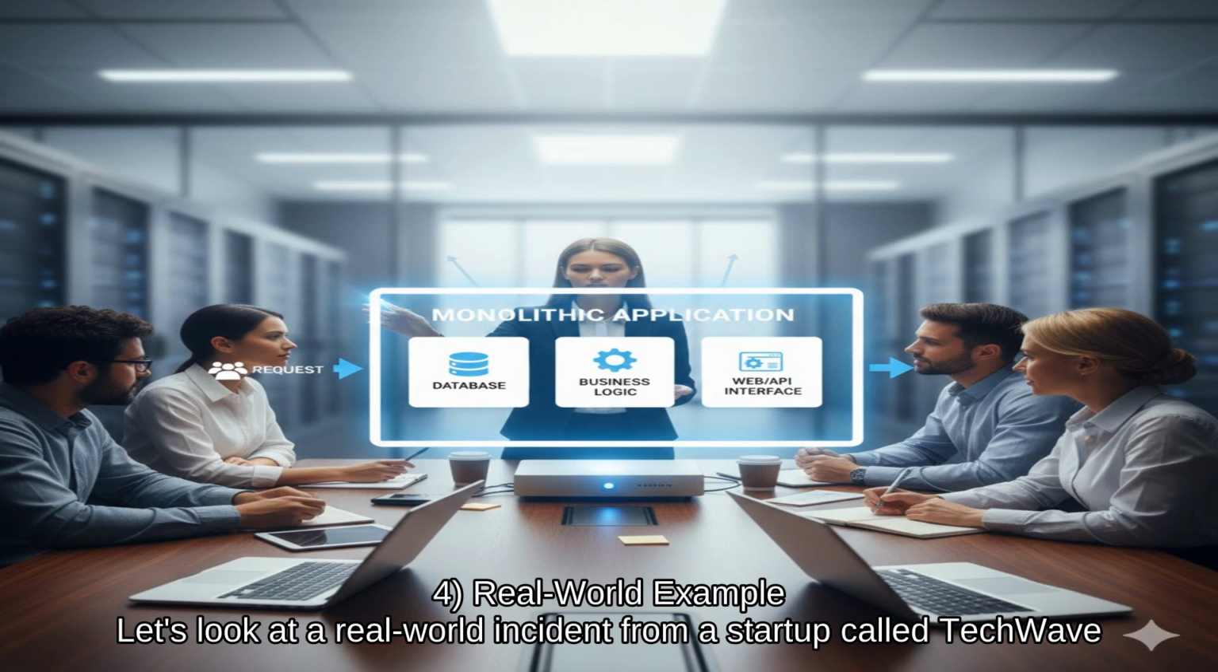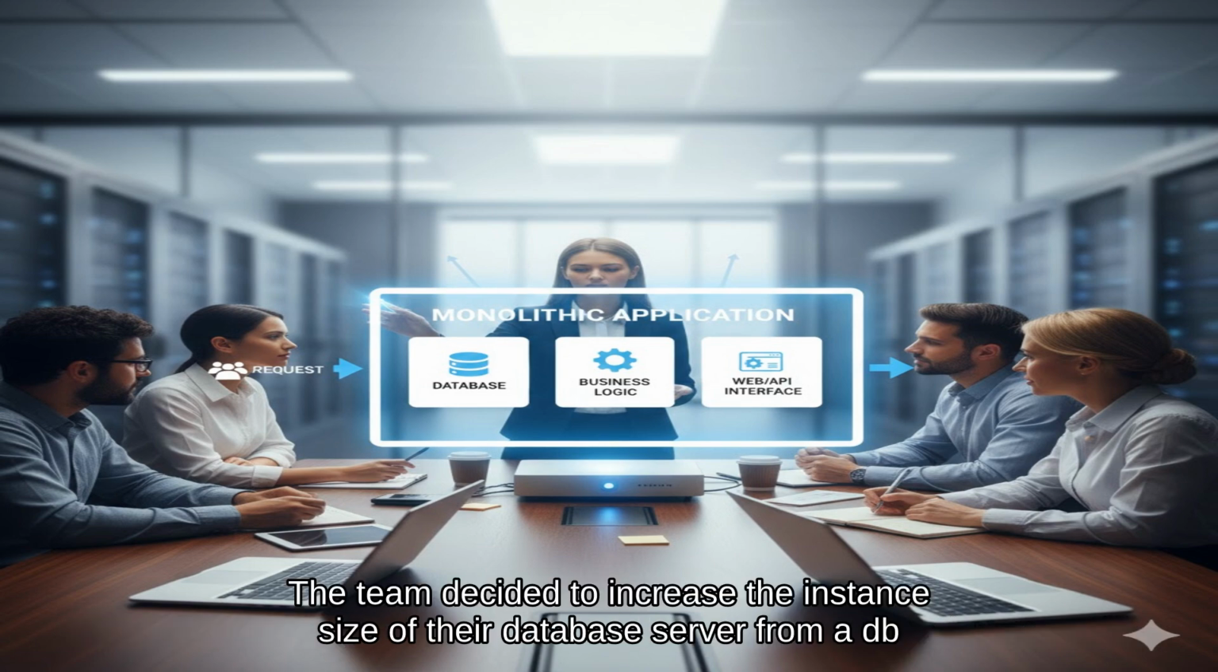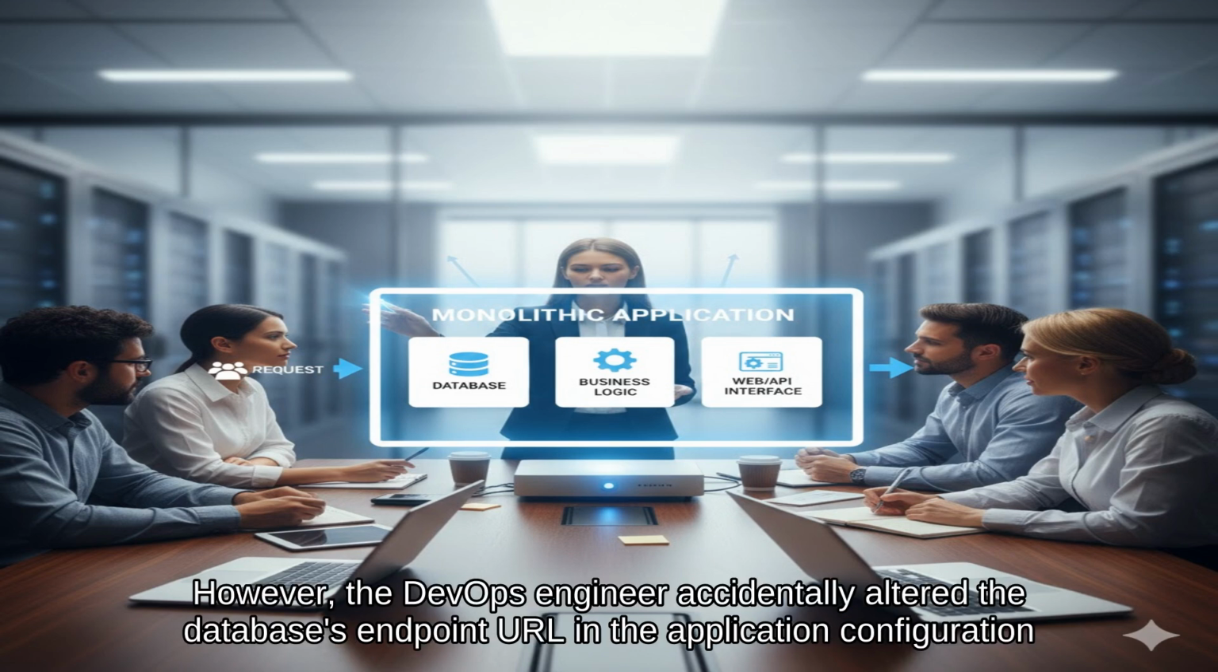Real-world example. Let's look at a real-world incident from a startup called TechWave. They were scaling their web application to handle a surge in user traffic. The team decided to increase the instance size of their database server from a db.t2.small to a db.t2.large, expecting better performance. However, the DevOps engineer accidentally altered the database's endpoint URL in the application configuration.